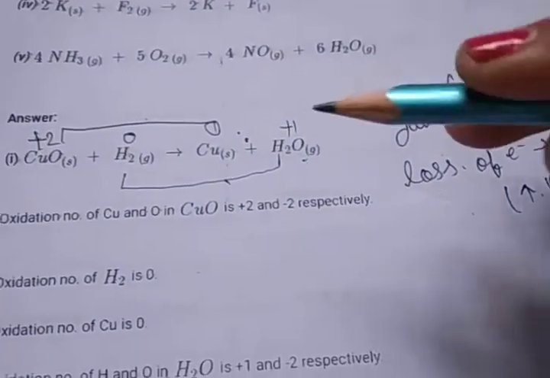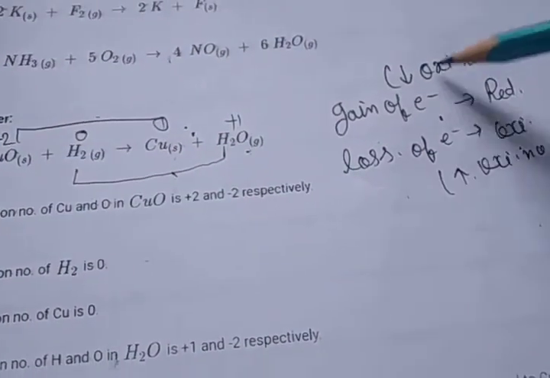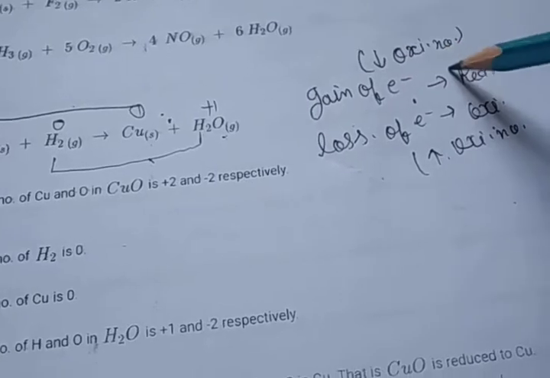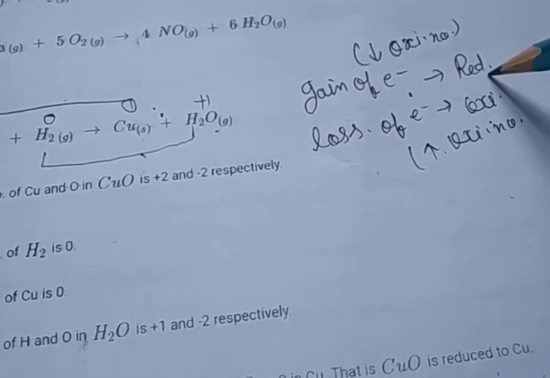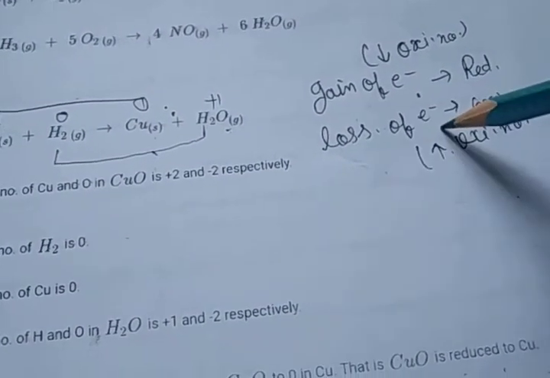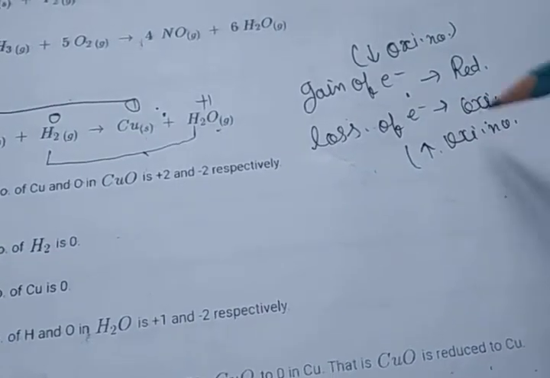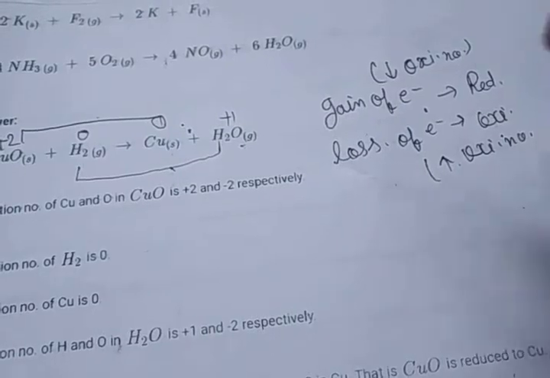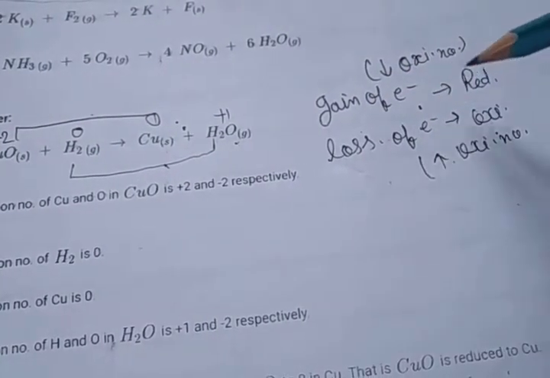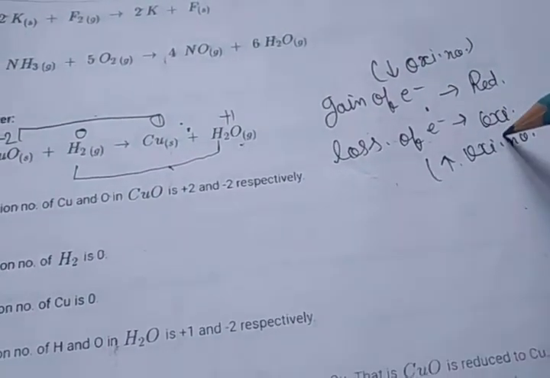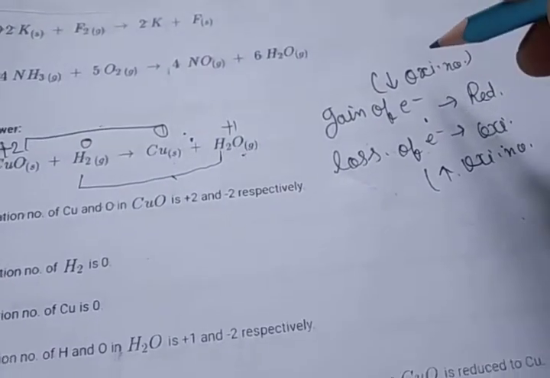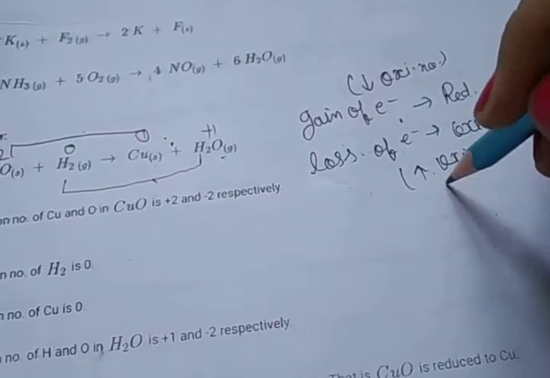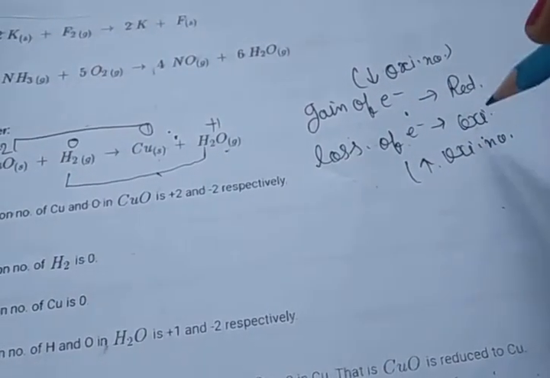Here you see, I write this equation. First see the concept: gain of electrons, or decrease in oxidation number, is known as reduction. Loss of electrons, or increase in oxidation number, is known as oxidation. So on the basis of electrons, gain is reduction and loss is oxidation, and on the basis of oxidation number, decrease is reduction and increase is oxidation.